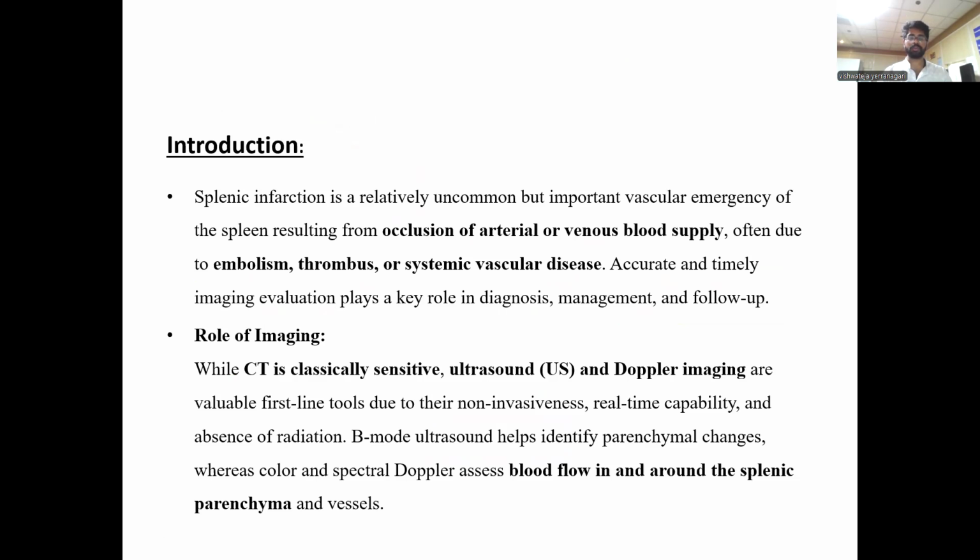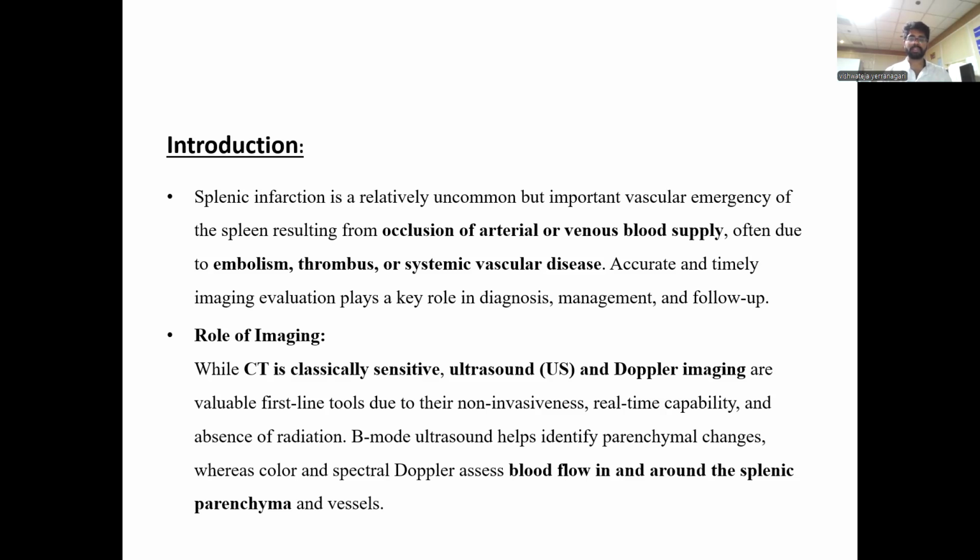My introduction to my topic: splenic infarction is a relatively uncommon but important vascular emergency of the spleen, resulting from occlusion of arterial or venous blood supply, often due to embolism, thrombus, or systemic vascular disease. Accurate and timely imaging evaluation plays a key role in diagnosis, management, and follow-up.